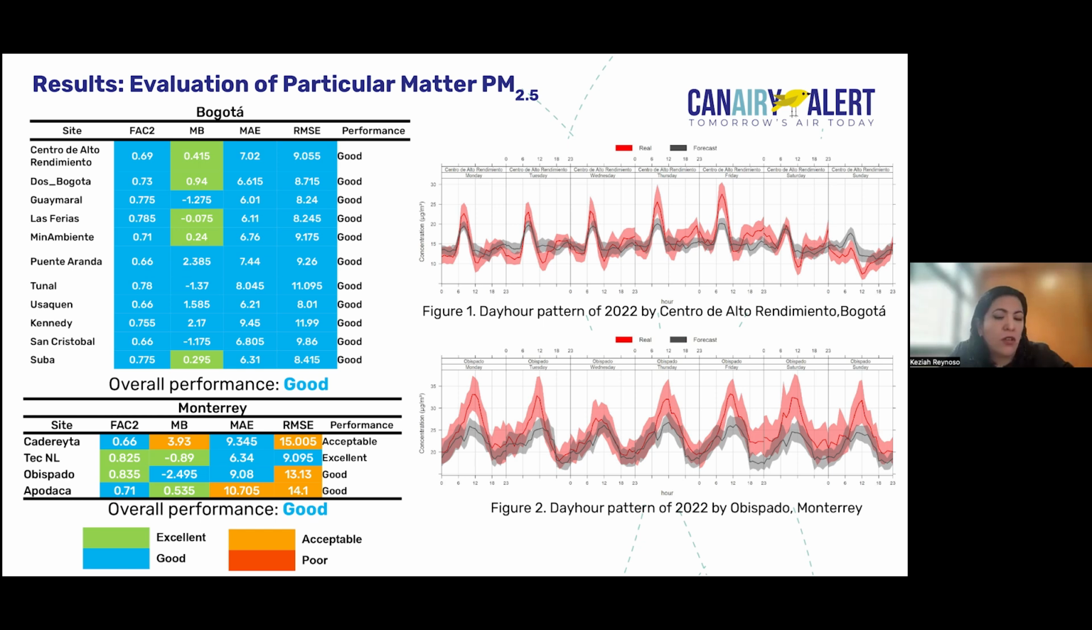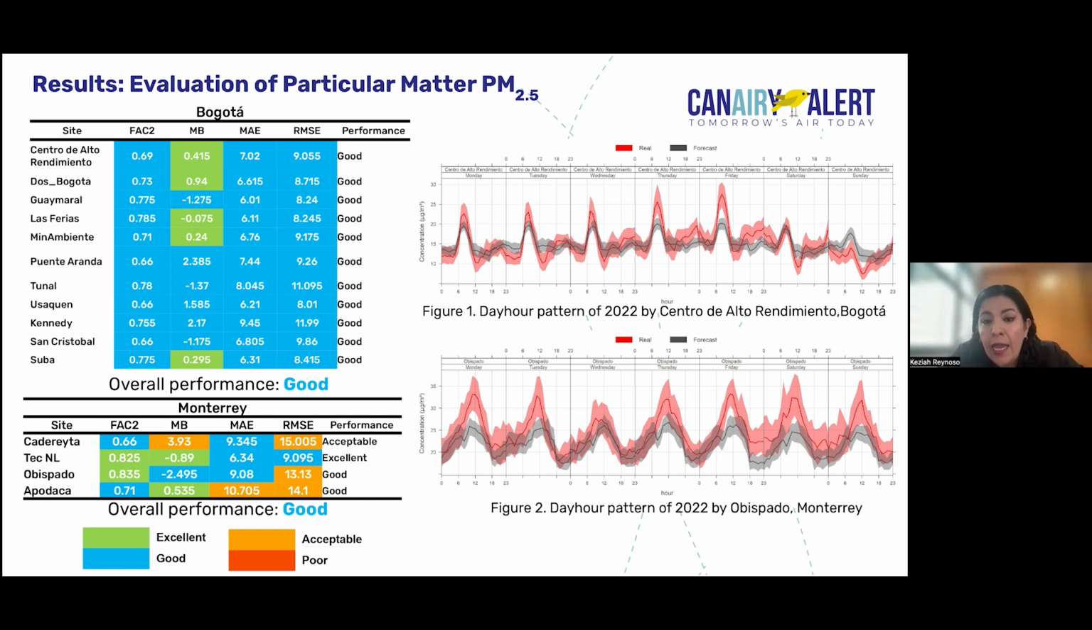This is for the evaluation in the city of Bogotá for PM 2.5. On the left-hand side, you can see two tables. In the top, we have the results for Bogotá, where we can see that the overall performance is good. Then we also have the case of Monterrey, where in general overall performance is good as well. I'm showing the values here for each of the indicators, and if we add up all the points, we get performance at each station that was evaluated.